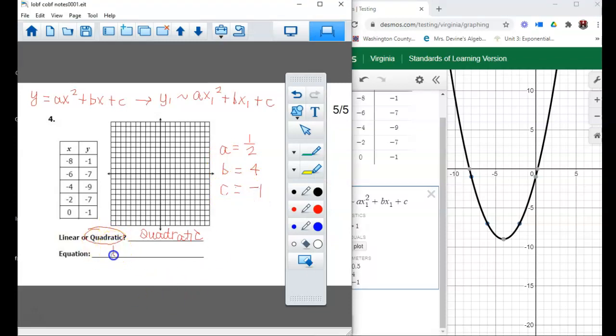So my equation is going to be y equals ax squared. I'm going to make that a 1/2. So that's going to be 1/2 x squared. All right, plus bx. I'm going to make that be a 4. So that's going to be plus 4x. Plus c, my c is a negative 1. So instead of a plus, I'm going to put a minus. Negative means minus 1. So y equals 1/2 x squared plus 4x minus 1 would be your equation.